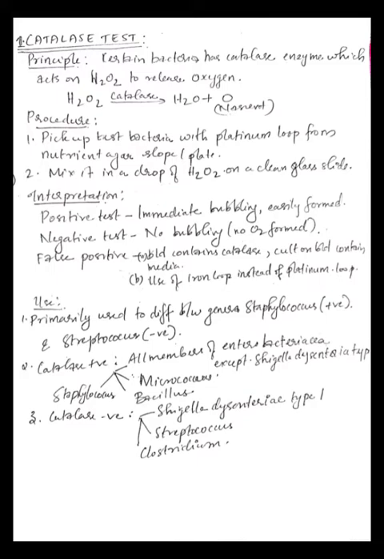Catalase positive are all members of Enterobacteriaceae except Shigella dysenteriae type 1, then Micrococcus, Bacillus and Staphylococcus. Catalase negative are Shigella dysenteriae type 1, which is a member of Enterobacteriaceae and the exception, then Streptococcus, then Clostridium. The main use of the catalase test is primarily to differentiate between the genera Staphylococcus and Streptococcus. Staphylococcus is catalase positive, while Streptococcus is catalase negative.